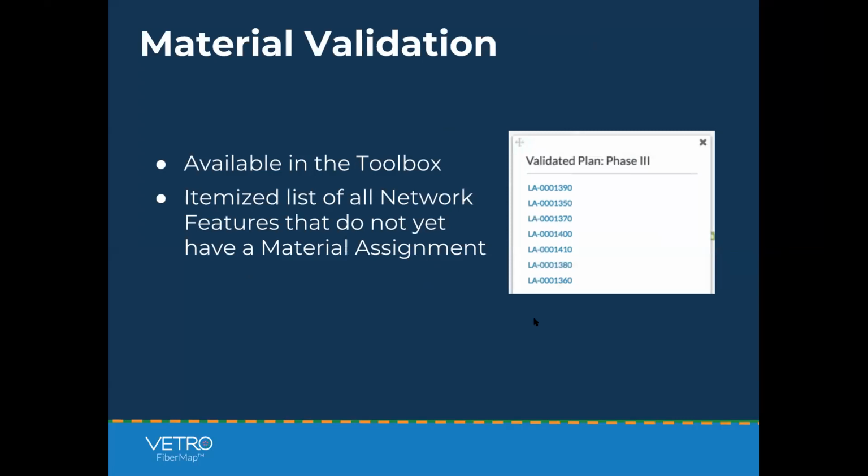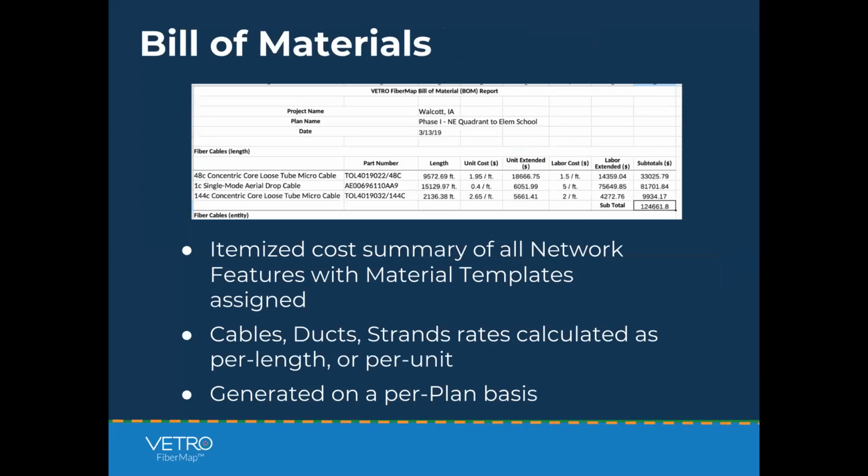And then there is a material validation tool that gives you a check. It will list out all network features that do not yet have a material assignment. So this is a helpful check tool to make sure that you've checked off all of the items in your design. And then finally, you can jump to the dashboard and generate a bill of materials, which is an itemized cost summary of all of the network features that have material templates assigned.